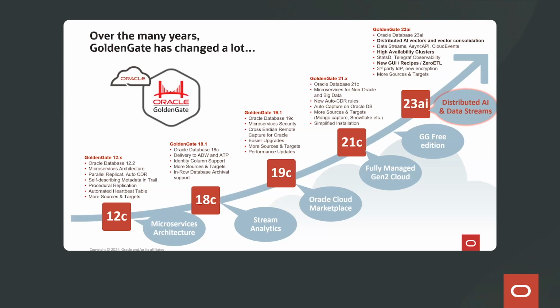With GoldenGate 23 AI, we've got a number of key focus areas. During this presentation, I'll go into some detail on the new features related to AI in Oracle GoldenGate. I'll also touch on a couple of new big features like the microservices changes, improvements in monitoring with StatsD integration with Telegraf, and something a lot of customers have been asking for, especially those running in AWS or Azure: built-in high availability for GoldenGate itself without any shared storage requirements or database requirements.